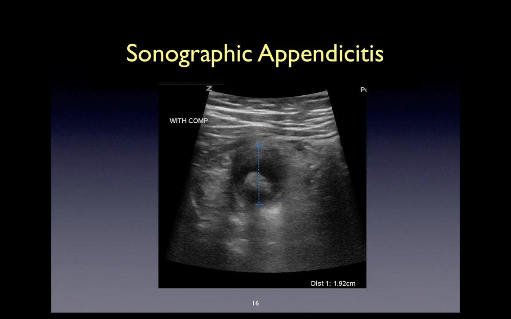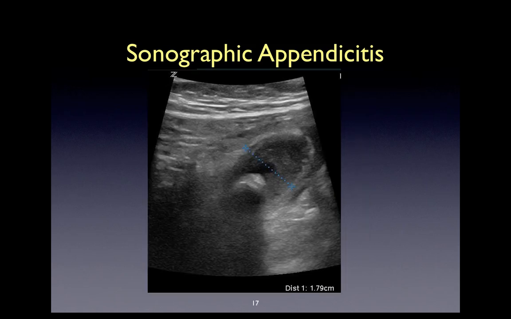This is another beautiful and dramatic example of appendicitis. This appendix is measuring nearly 2 centimeters, and what you can appreciate here is this golf ball-sized appendicolith. And it again maintains its structure and shape even when pressure is applied.